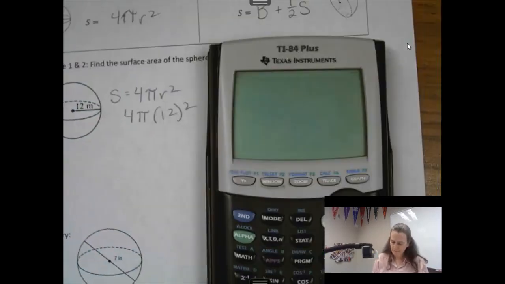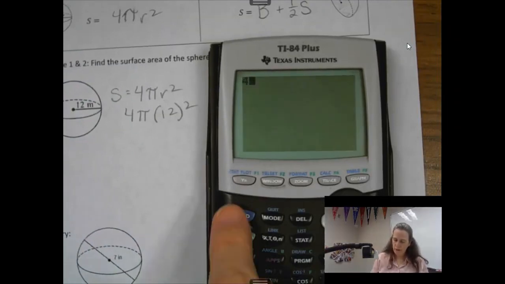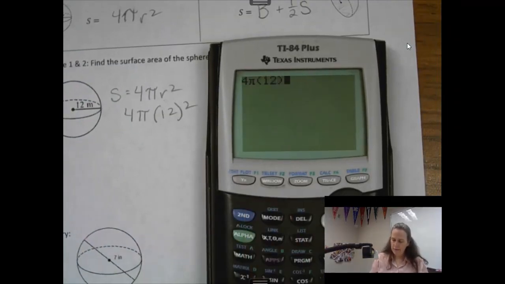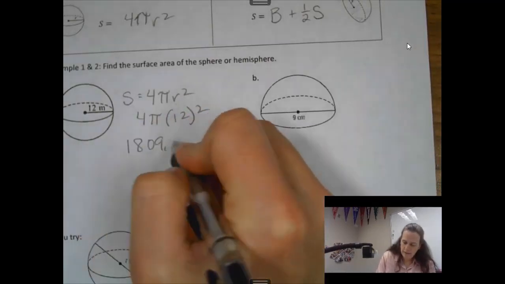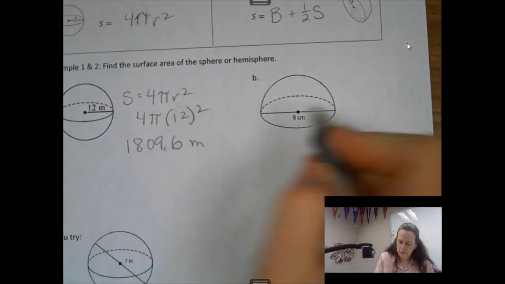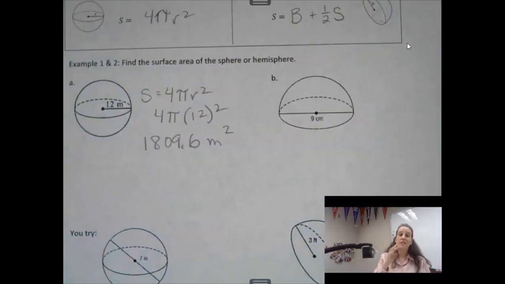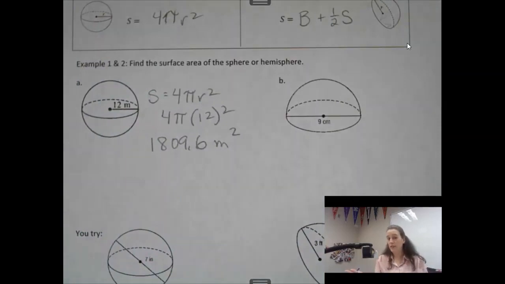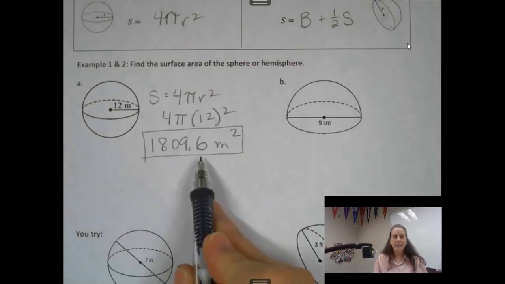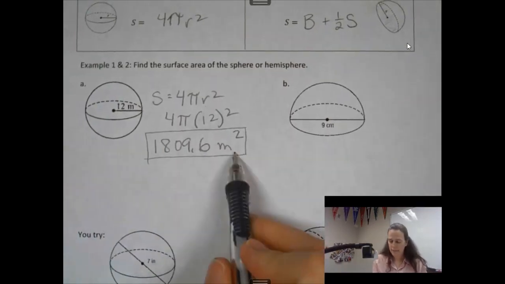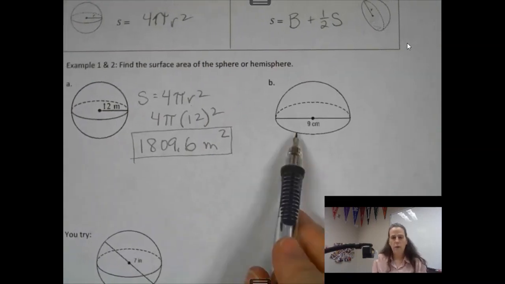Grab your calculator. Let's see what we've got. 4 pi times 12 squared. Okay, check and make sure that you can really get your calculator to say that you're typing everything in correctly. 1,809.6. And those are millimeters squared. Now we've done surface area, we've done volume. We just finished doing some volume where it was cubed, but now we're back to surface area, so it is squared.